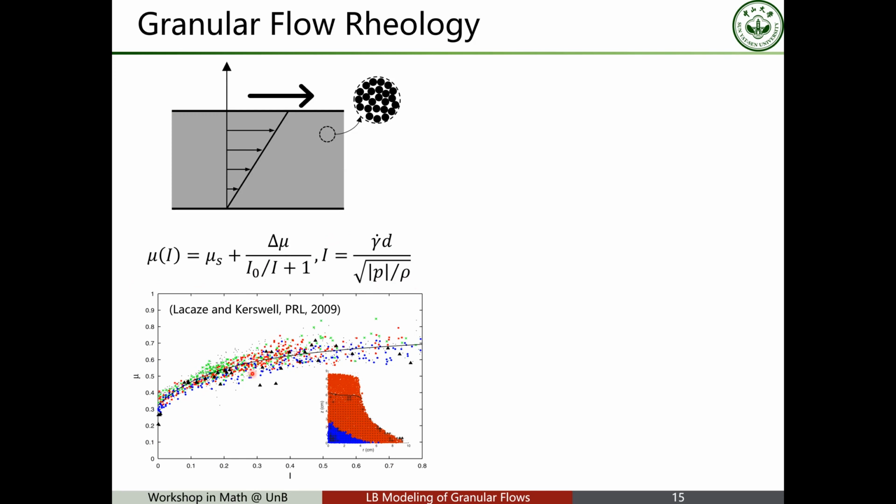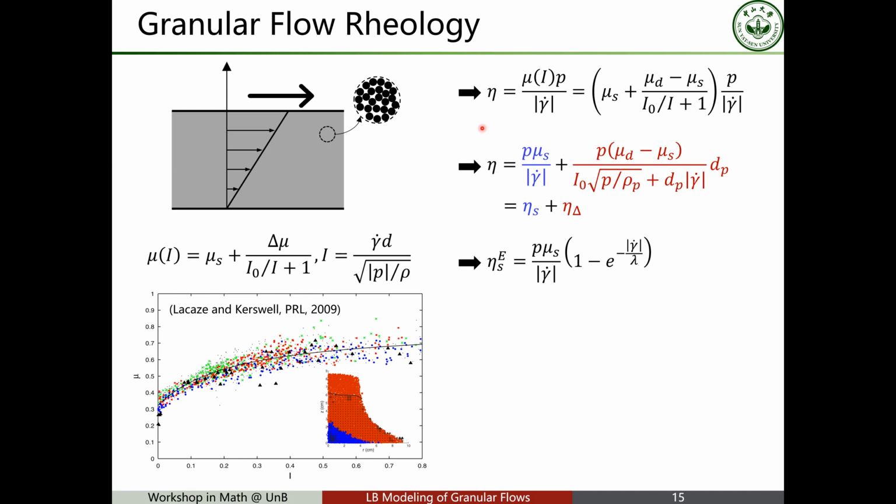So how to implement this mu-I rheology into a fluid solver? We have to translate this friction coefficient to the viscosity of the fluid. We know that the shear stress is equal to mu times the pressure, and it also equals the viscosity eta times the shear rate. That's why we can write the apparent viscosity of the fluid as mu times p divided by gamma dot.